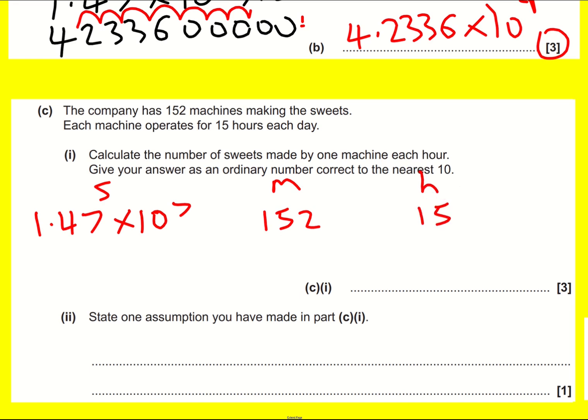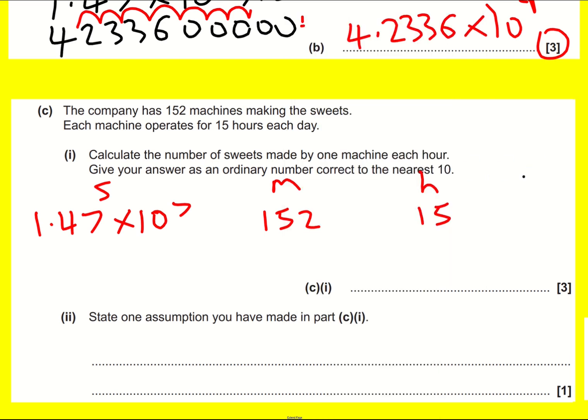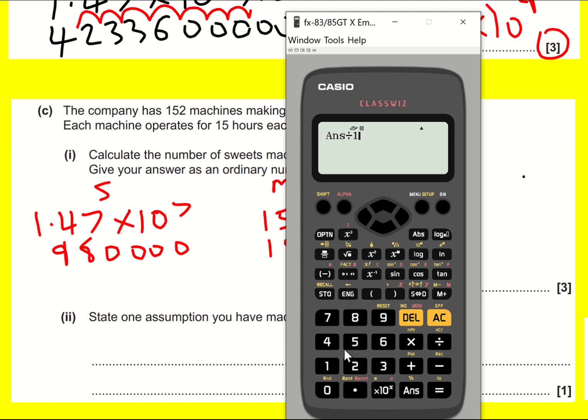So this is a three-way proportion question. We can work out how much the 152 make in 1 hour by dividing by 15. So back to this 1.47 again, times 10 to the 7 divided by 15, and that gives us 980,000. So that's what the 152 machines can make in 1 hour. And now to work out what one machine makes, I can divide by 152. So I've got my answer, just divide that by 152.